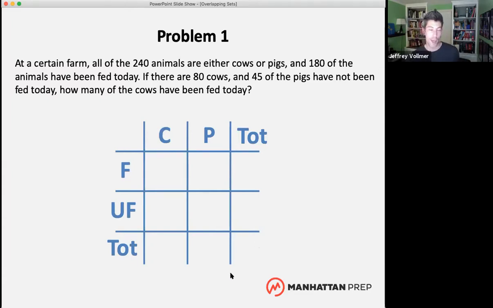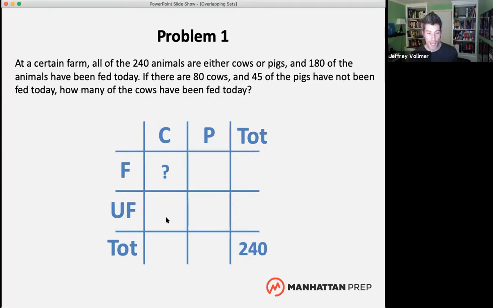Now that we have our organization, we have to go through and fill this thing out. So read this thing down and start placing values into what you know. There are 240 animals. That's going to be our total. And ultimately what we're looking for is how many of the cows have been fed, right? Cows that have been fed.